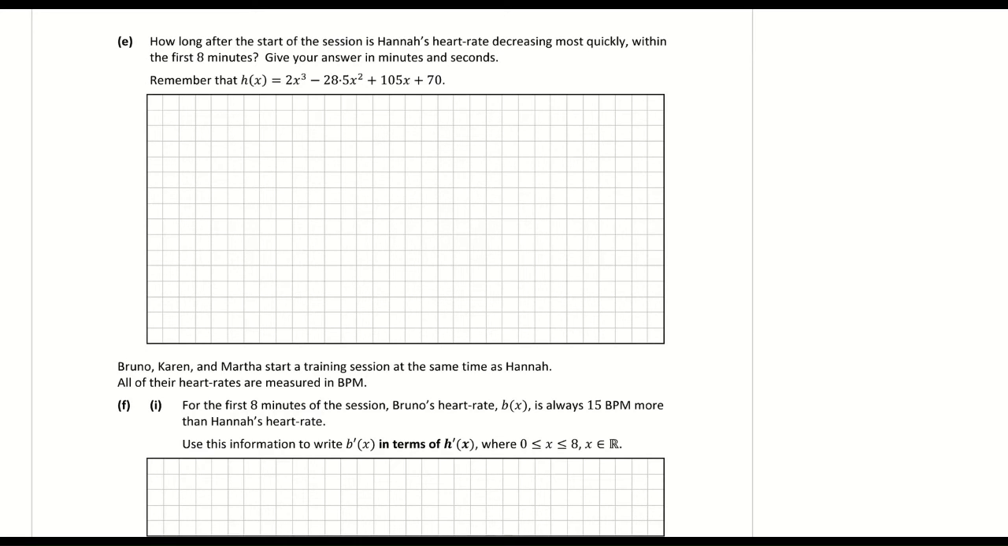The point of inflection is found by finding the second derivative and letting that equal 0. Let's go through all this again. I have my original function h of x, which is 2x cubed minus 28.5x squared plus 105x plus 70. I found my first derivative earlier to be 6x squared minus 57x plus 105. I'm now going to differentiate for a second time. So the second derivative is 12x minus 57. I'm now going to let that equal 0 for my point of inflection.